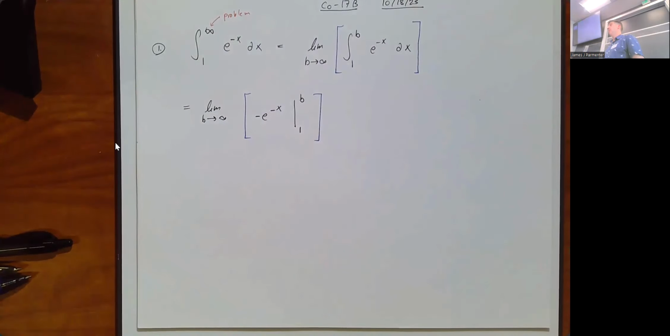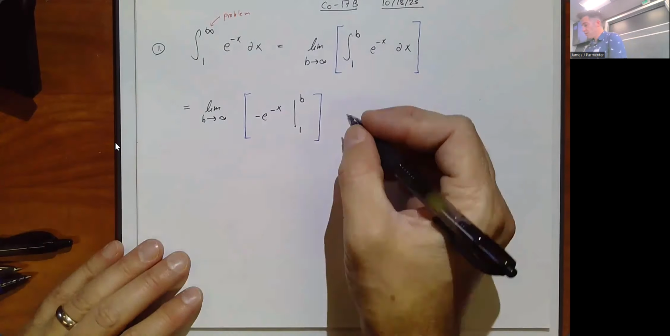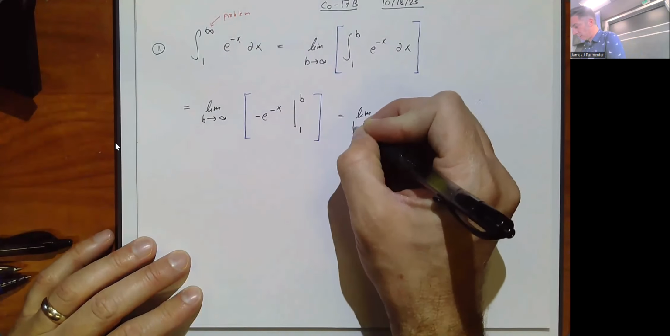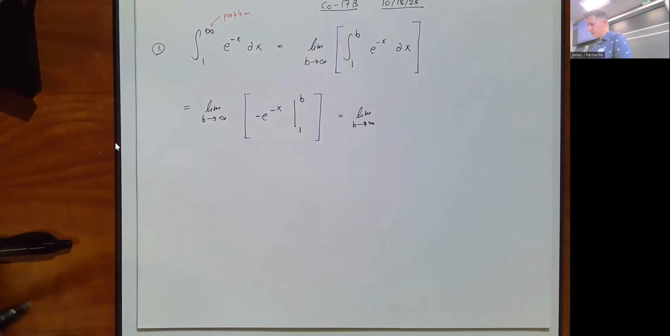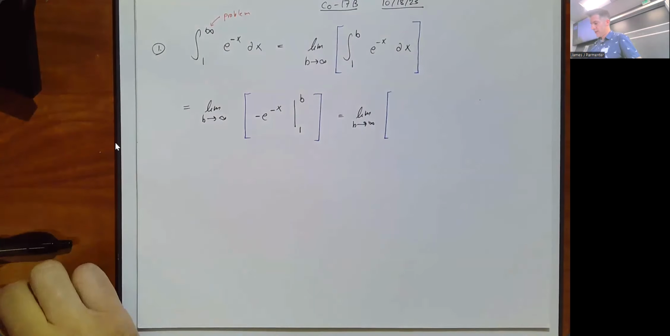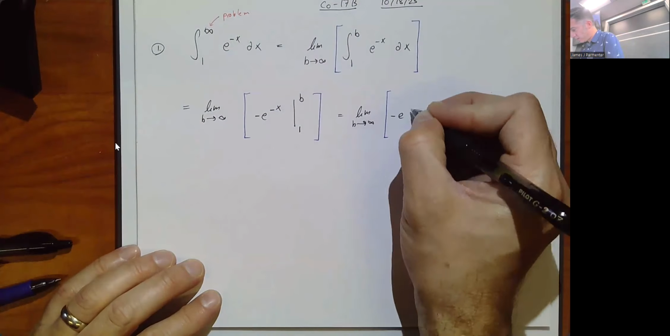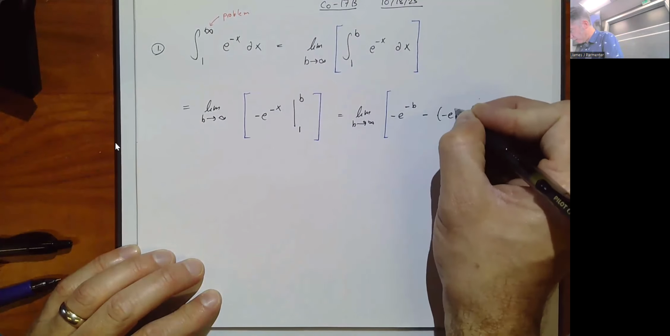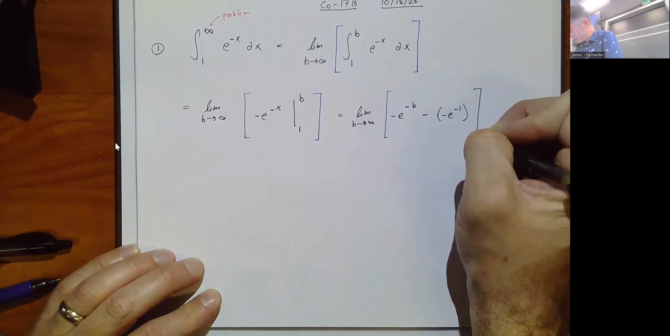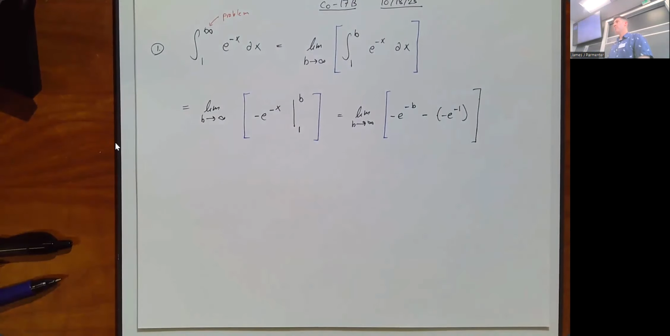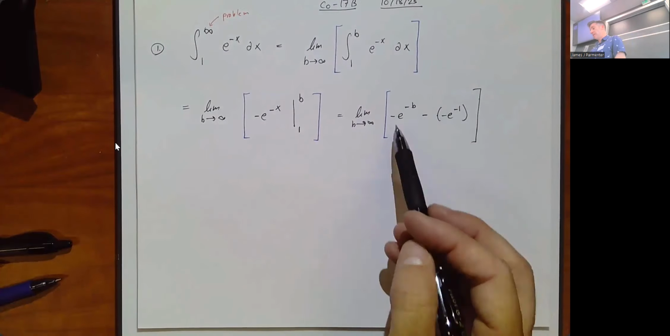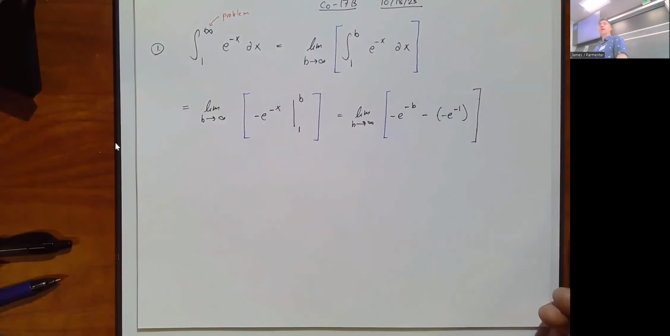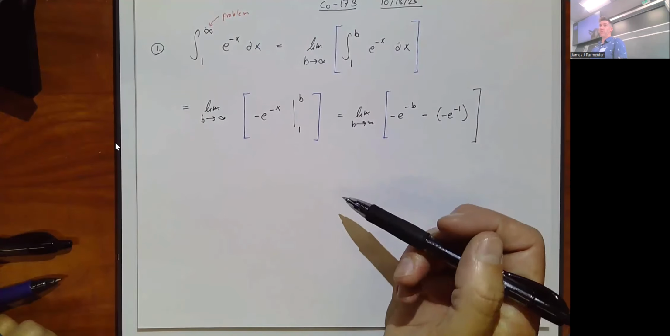And then you're just going to plug in the limits of integration. We're still going to write the limit as b goes to infinity. And now we're going to get negative e to the negative b minus negative e to the -1. And then, after we've fully evaluated the integral and plugged in the limits of integration, now we have to ask ourselves, okay, what's the limit as b goes to infinity?